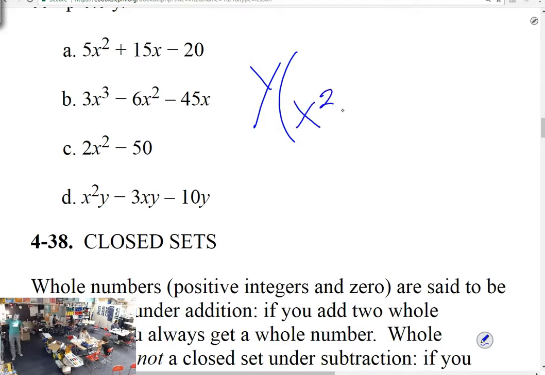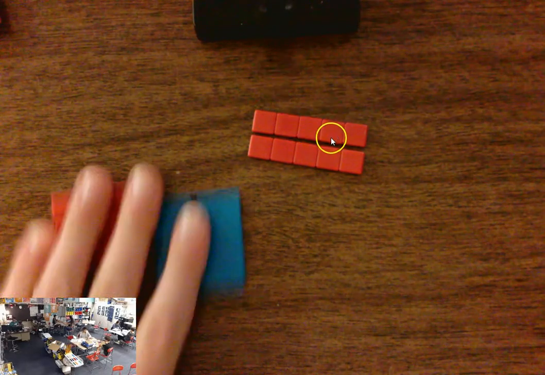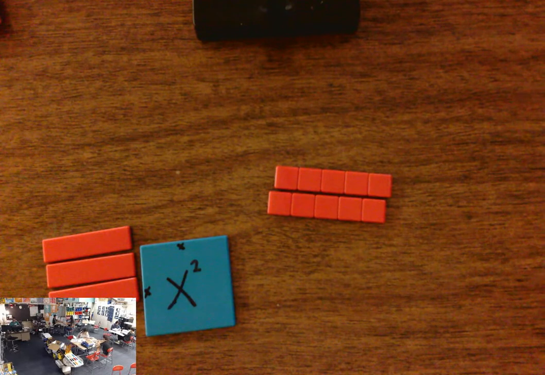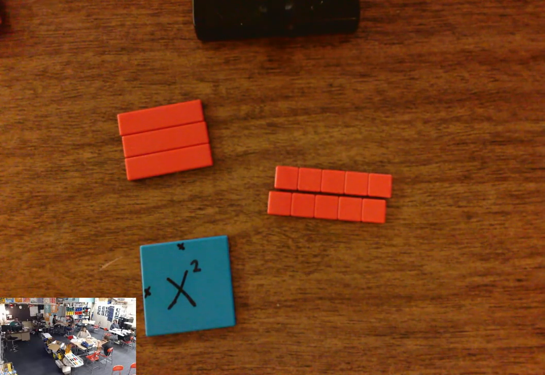So we factor out a y. We then need to actually try to factor that. So that, and these, and this, right? There we go. X squared, well, it disappeared now. X squared minus 3x minus 10. Got it, right? What do I do with this?